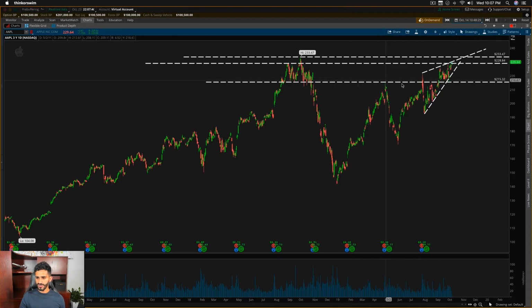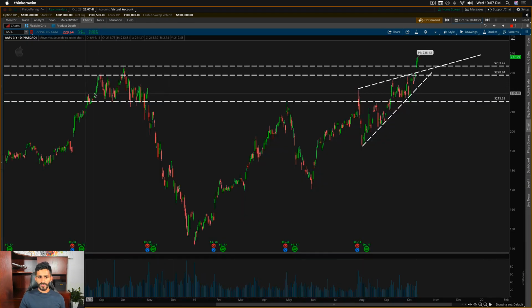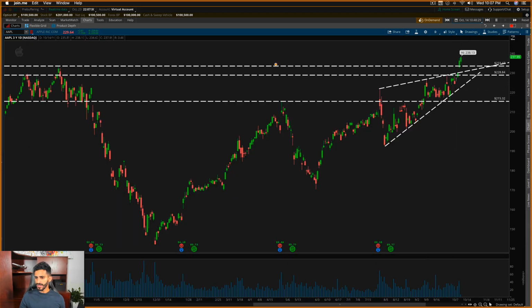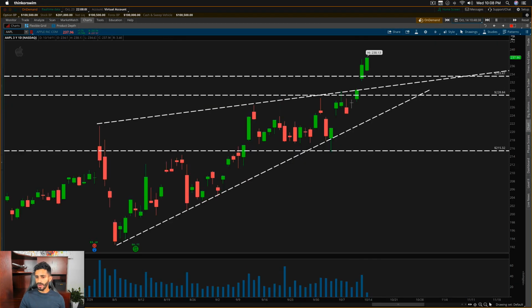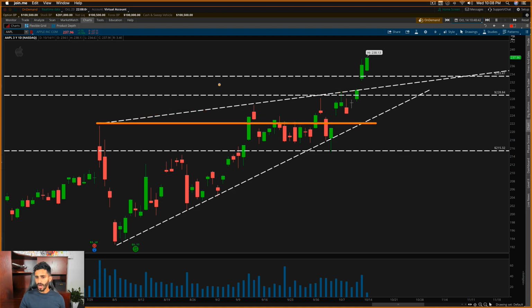I'm going to go to the 14th just so we can have a day skip. The first thing that happened is the stock gapped up. So we have a gap. Remember, a gap up is a strong move on the upside. Number two, it gapped up above this area. It also gapped up above the all-time high of 233.47. So that already gives us a high probability that this stock may go up.